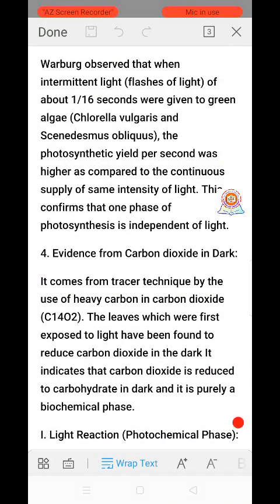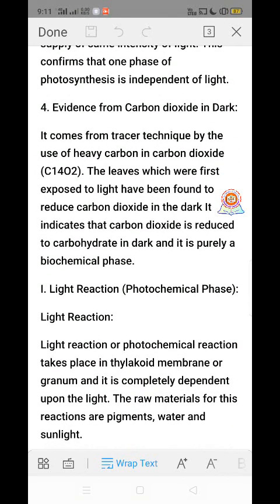The evidence for carbon dioxide reduction in the dark comes from tracer techniques using heavy carbon in carbon dioxide, that is C14. The leaves which were first exposed to light have been found to reduce carbon dioxide in the dark. It indicates that carbon dioxide is reduced to carbohydrates in the dark, and it is purely a biochemical phase.